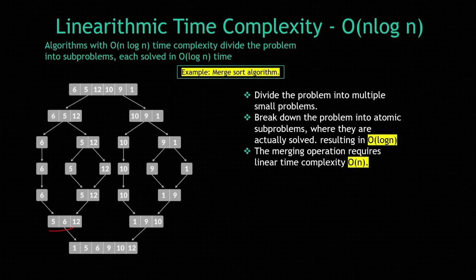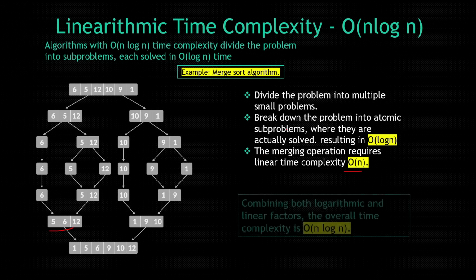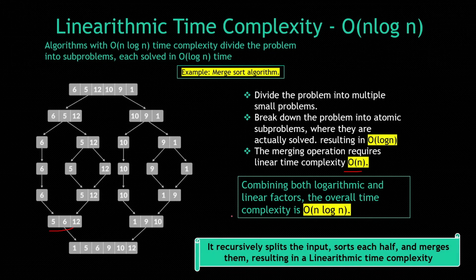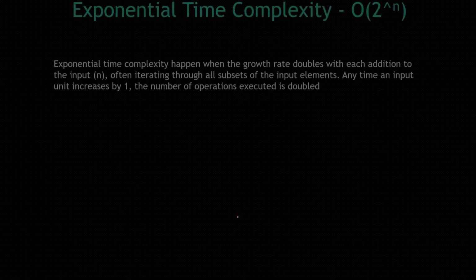The merging operation requires linear time complexity of n. Combining both logarithmic and linear factors, the overall time complexity is O of n log n. It recursively splits the input, sorts each half and merges them, resulting in linearithmic time complexity.